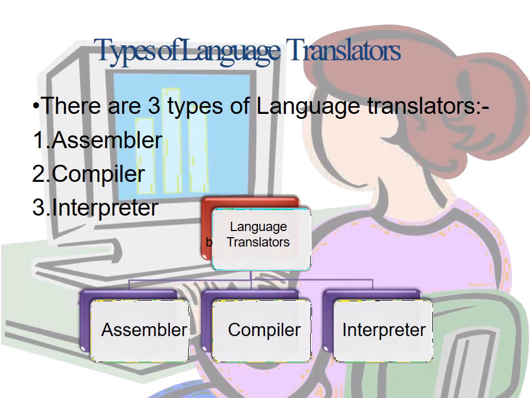Now next is types of language translators. There are three types of language translators: assembler, compiler, and interpreter. So let's know about all these now.